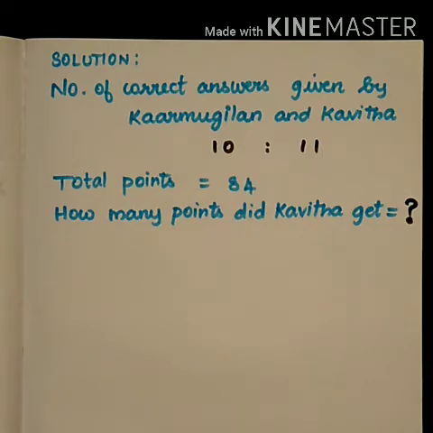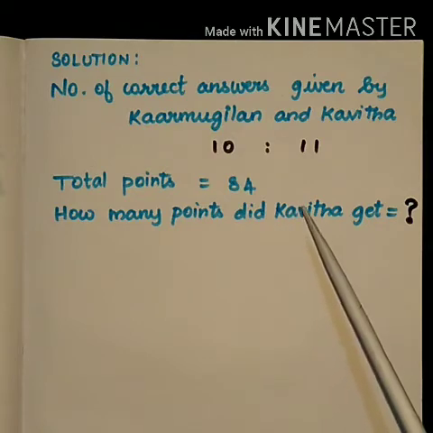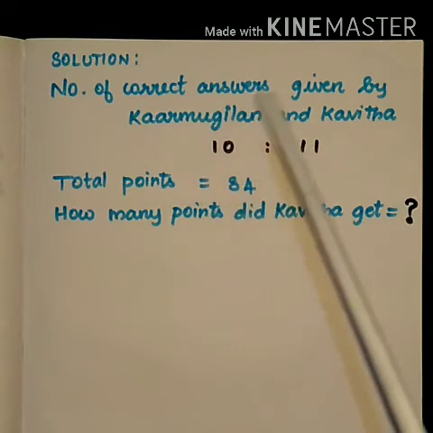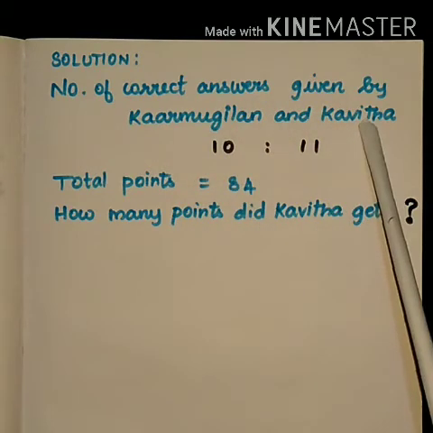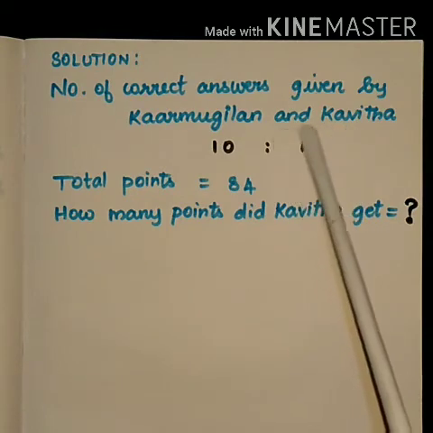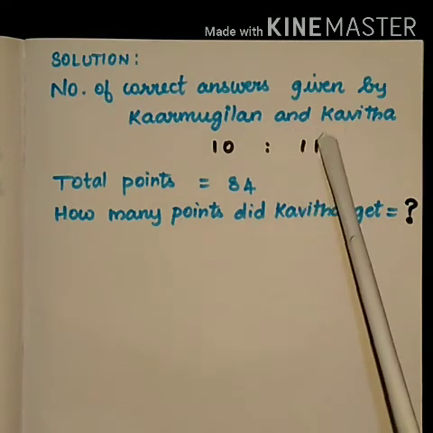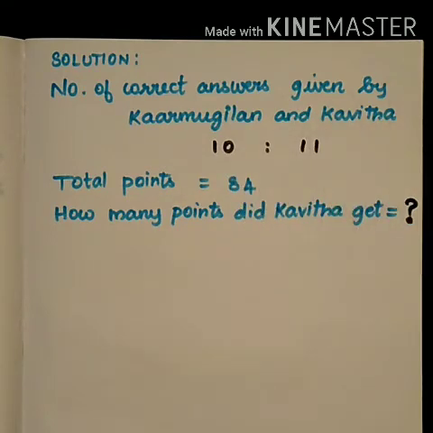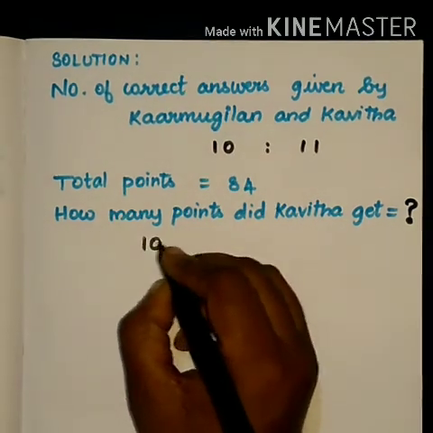In one sum, the ratio of provisions and vegetables was given. For that, what we did first, to find the amount of each part, was add the ratio first. Similarly, for this problem also, we have to find the total parts of the ratio. 10 parts for Karmugilan and 11 parts for Kavita. You have to add the ratios to find the total parts. In this, we are going to find only Kavita's points.